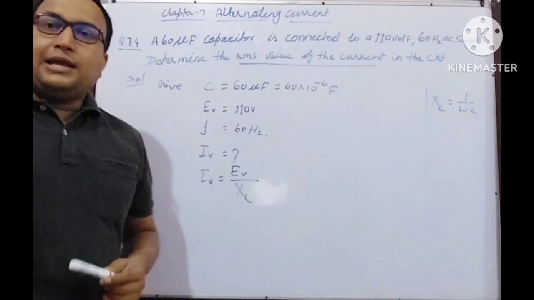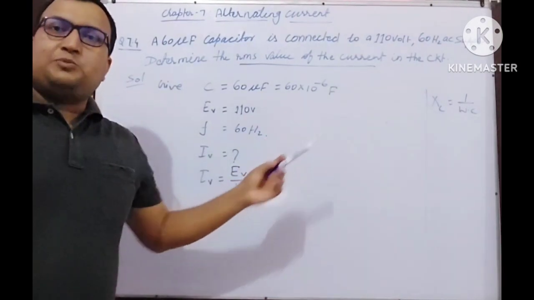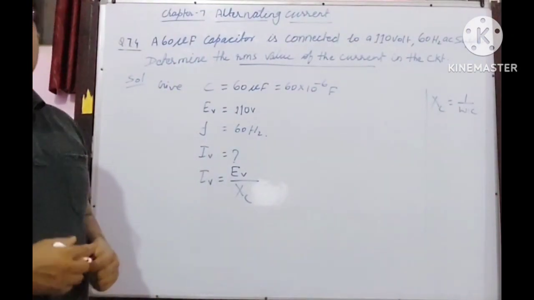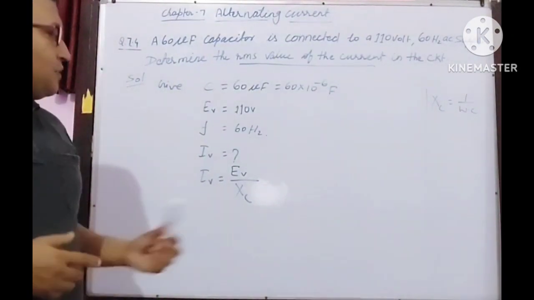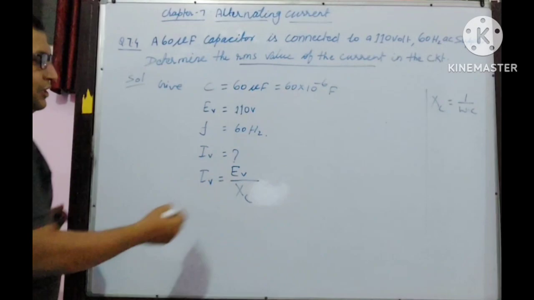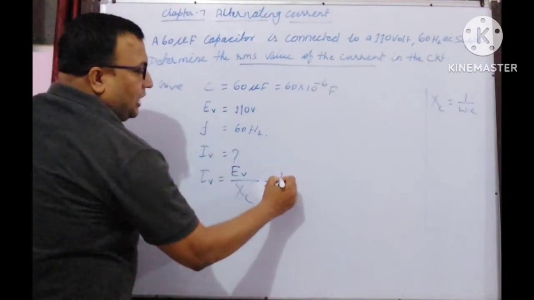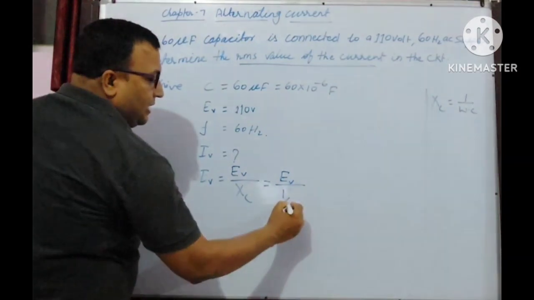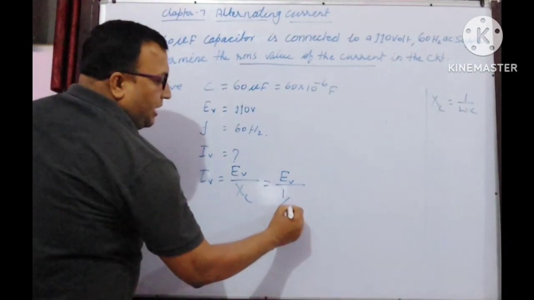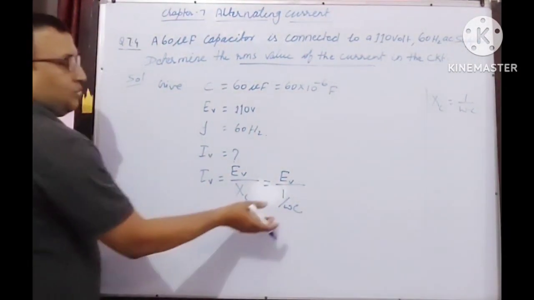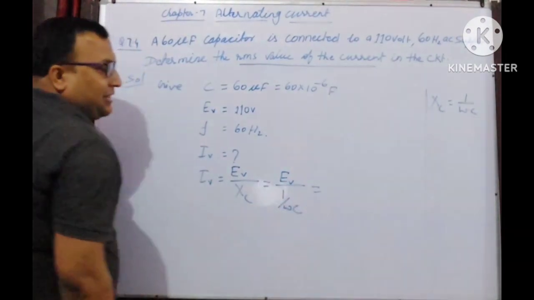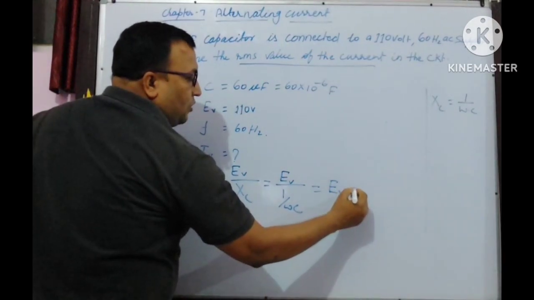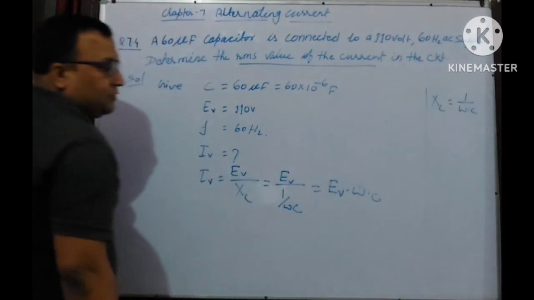Remember that. During the explanation we also discussed this point. Okay? So that is our X. Now come to the point, we will put this value here. EV divided by 1 by omega C. So what new result will come mathematically? EV into omega into C.